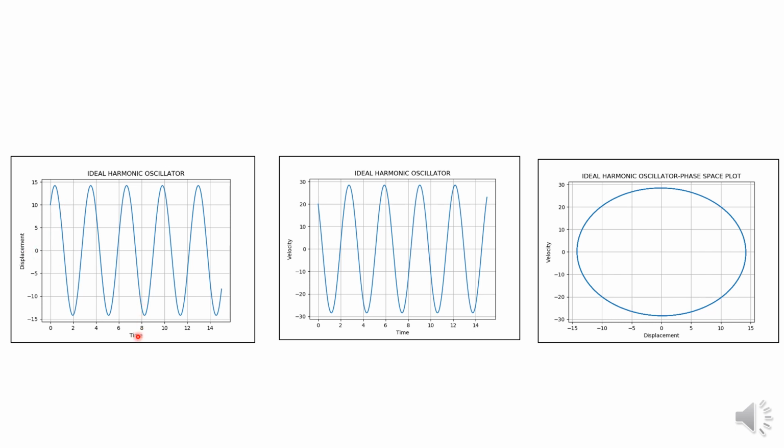Displacement versus time, we found that analytically the displacement is sinusoidal. So this is sinusoidal, and the velocity, dx by dt, the differential of this displacement, is again another sinusoidal function, and the velocity versus displacement, that is a phase space plot, is obtained as an ellipse as we expected.